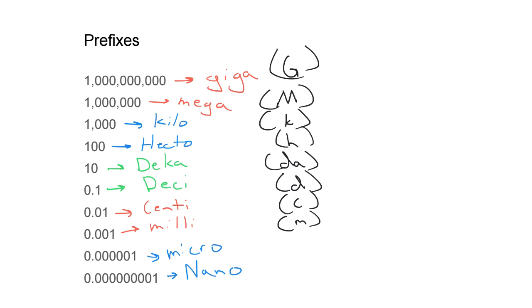Micro gets this Greek symbol that kind of looks like a U. And then nano is a lowercase n.